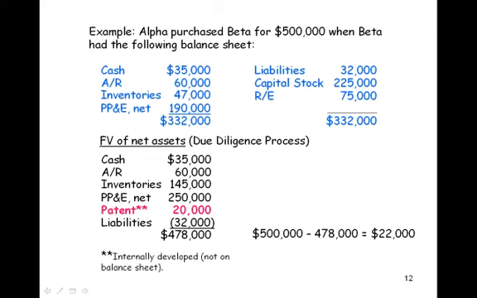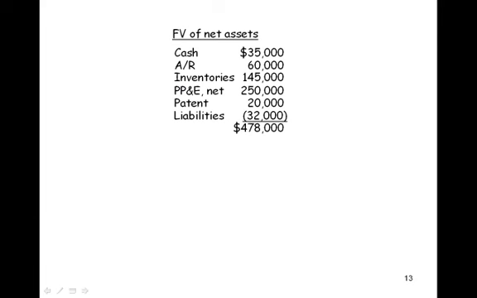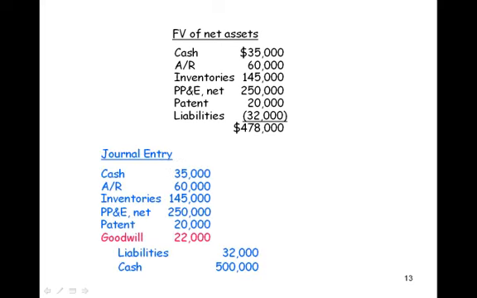The total fair value of Beta's net assets is $478,000, which is less than the purchase price. Therefore, the amount of goodwill is $22,000. Once the fair value of Beta's net assets have been estimated, they need to be recorded on Alpha's books. The following journal entry would be recorded by Alpha.